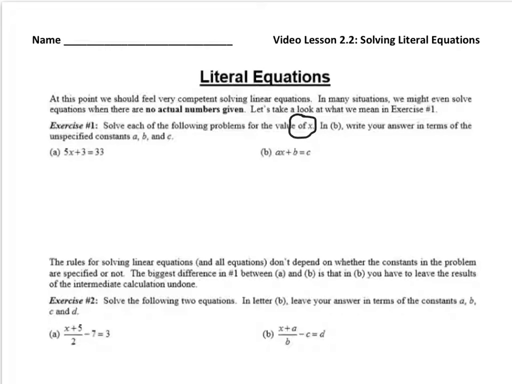5x plus 3 equals 33. You can see there's only one variable in there to solve for. It's x. And it's pretty simple to solve for it. To get x by itself, we would subtract 3 from both sides. That gives you 5x equals 33 minus 3 is 30. To finish, divide both sides by 5. And you see that the value of x that makes the equation true is 6.